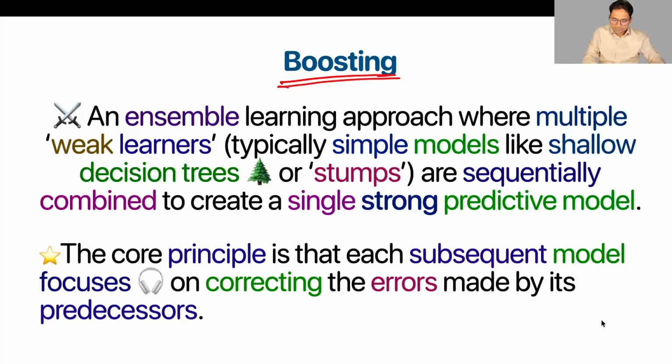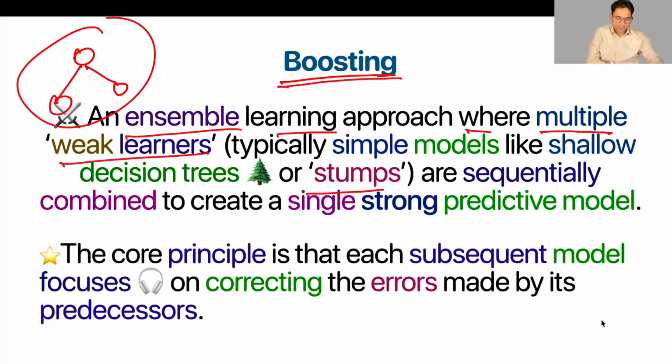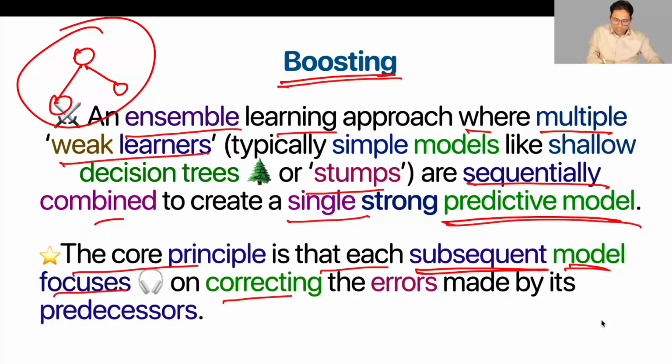Let's see it formally. Boosting is an ensemble learning approach where multiple weak learners, typically simple models like very shallow decision trees or decision stumps, are sequentially combined to create a single strong predictive model. Decision stumps are like one root node and two leaves. This is like a cricket stump, right? Three wickets. So that's why it's called decision stump. There are different ways of doing that, so when we learn, we will understand how. But the core principle is that each subsequent model focuses on correcting the errors made by its predecessors.